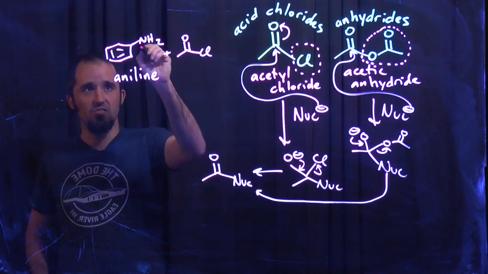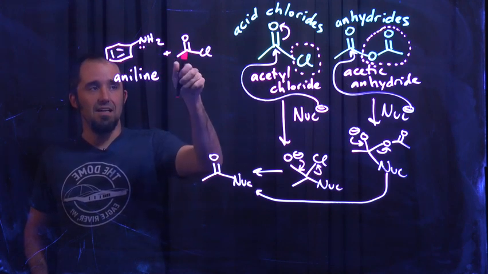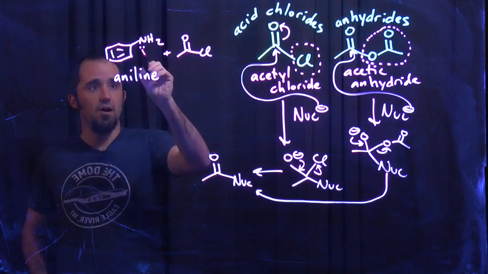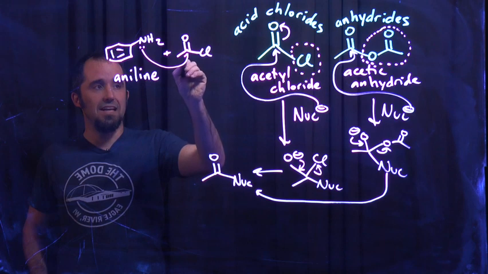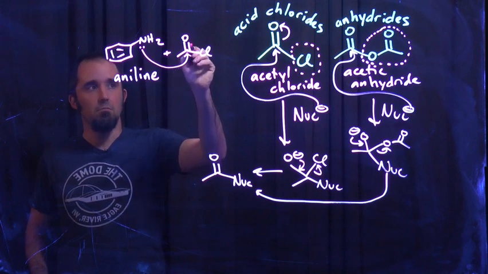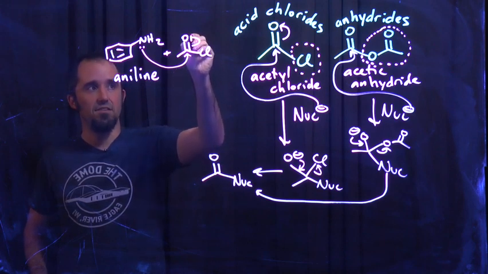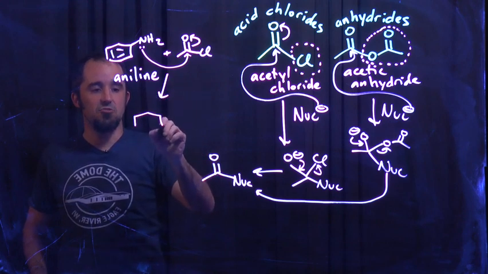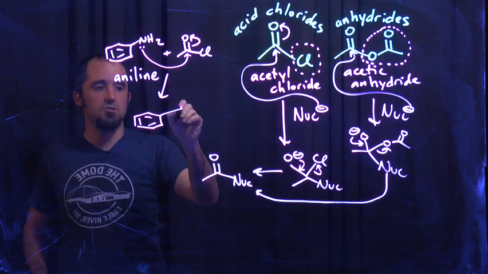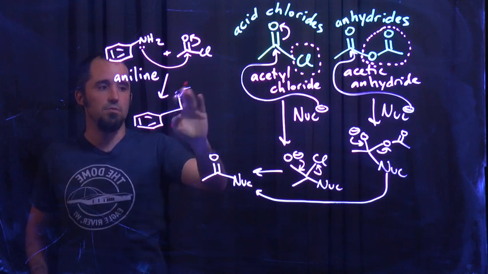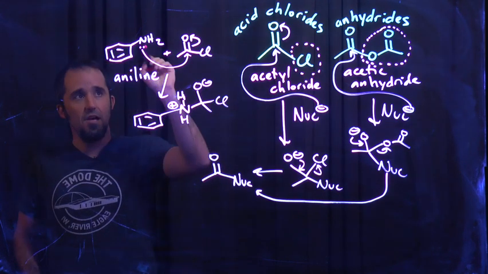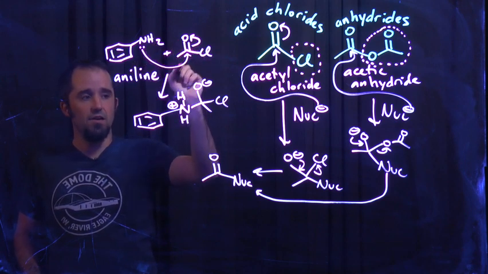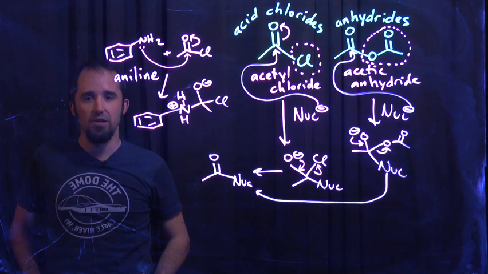Draw the arrows. Nucleophile, electrophile, good electrophile. Lone pair going to the electrophilic carbon, pushing pi electrons onto oxygen, getting a tetrahedral intermediate. Here I'm drawing aniline attacking my acetyl chloride, but I don't need to deprotonate it first.